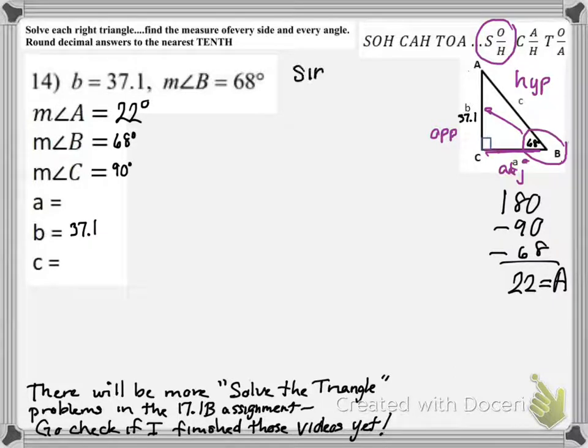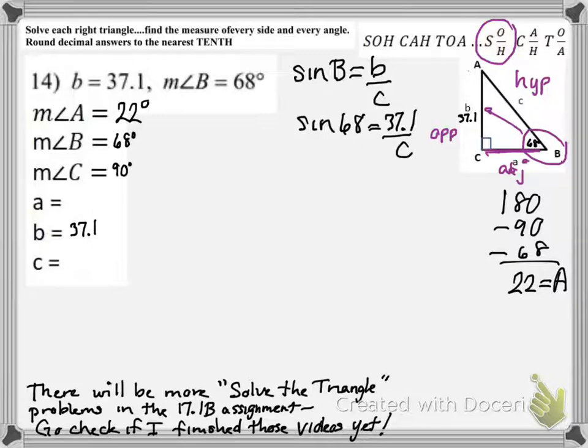The sine of the angle B, because that's the one I know, is the side opposite from B, which would always be a lowercase b, over the hypotenuse, which is C. So in this case, I'm talking about the sine of 68 equals the side opposite from 68, 37.1, over the hypotenuse I don't know.